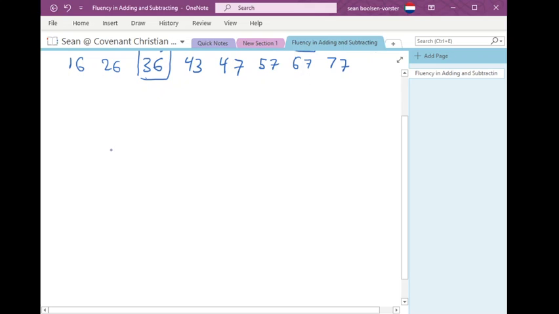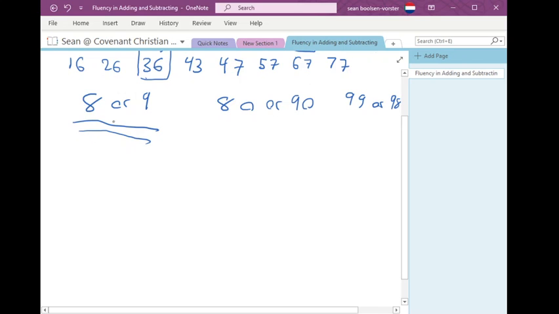So the next trick we're going to do is something like rounding and then compensating. With two numbers, when we're adding with 8 or 9, these numbers are kind of special, and it also applies for 80 or 90 or even 99 or 98, but we'll get there. When we add with 8 or 9, these are pretty close to adding with 10, right? We're pretty close to adding with 10.